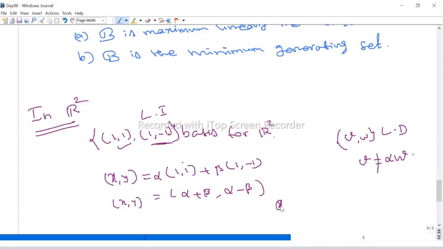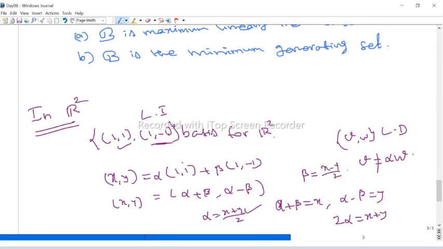Therefore we can solve. We have two equations: alpha plus beta equal to x, and alpha minus beta equal to y. Adding these two equations, we get 2 alpha equal to x plus y. Therefore alpha equals (x plus y) by 2. Now we have found the alpha, so such an alpha exists. Similarly, you can find the beta: subtract the second equation from the first, and we get 2 beta equal to x minus y, so beta equals (x minus y) by 2. Therefore such an alpha and beta exist.